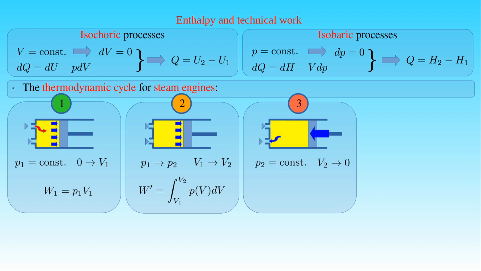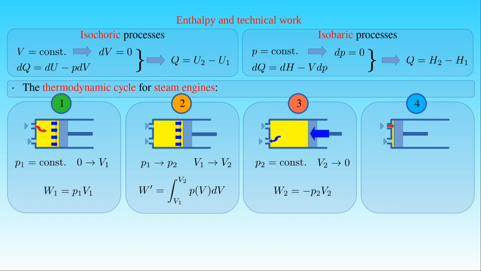Then the work done on the gas is given by the product of the constant pressure P2 and the change V2 in the volume of the chamber. That is, the work done by the gas is equal to minus P2 times V2. In the fourth process, the pressure can be equalized in the chamber and the surroundings by closing the exhaustion valve and opening the intake valve. Then the pressure of the gas will increase from the pressure P2 to the pressure P1 at the intake valve, while the volume of the chamber remains 0. Since there is no change in the volume, no work is done.